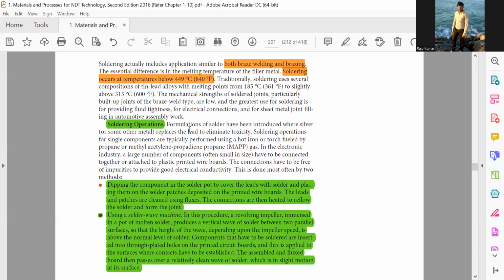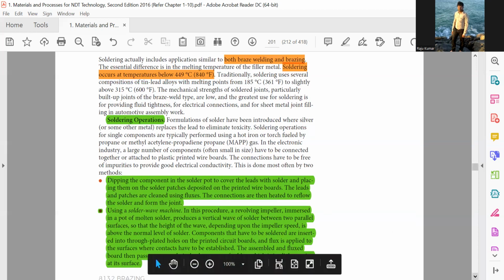Soldering operation, formation of the solder joint is introduced. Dipping the components into the solder pot to cover the leads with solder and placing them on the solder patches deposited on the printed wire boards. The leads and patches are cleaned using fluxes. The connections are then heated to flow the solder and form the joint. Not going too much into this.